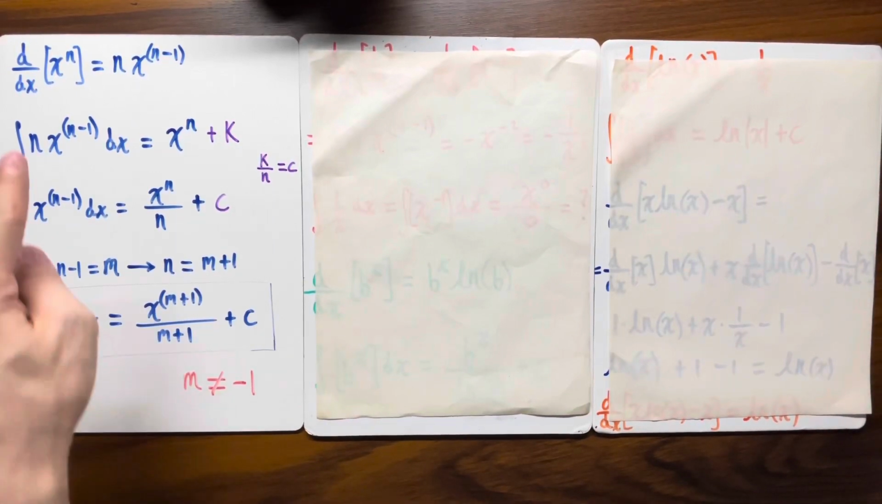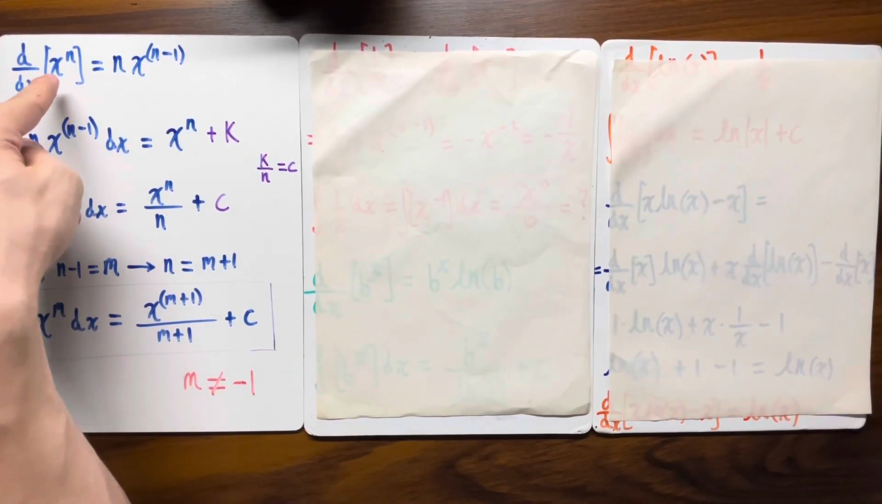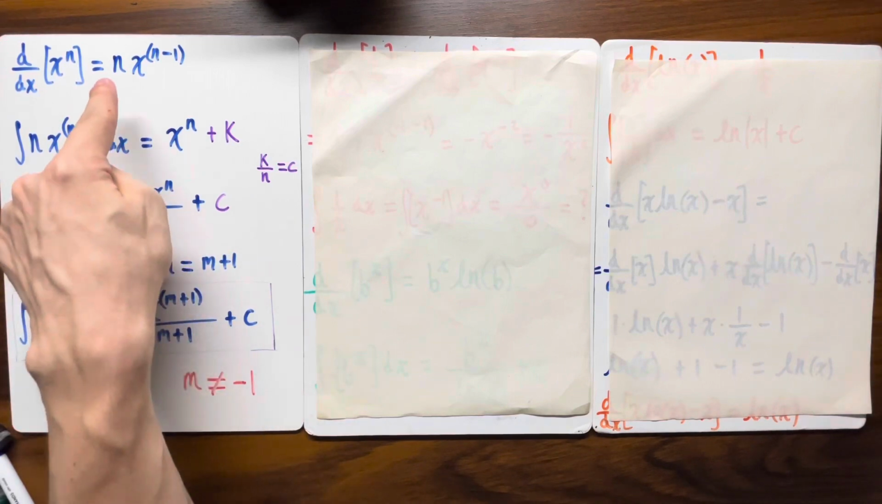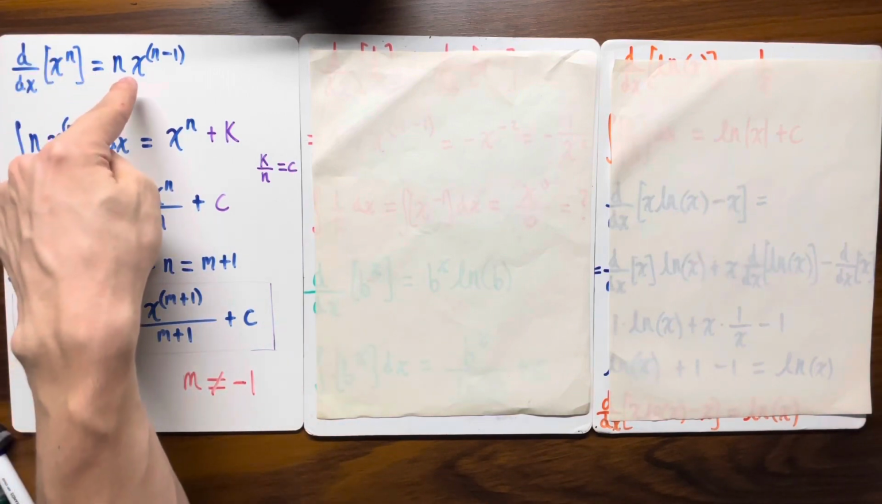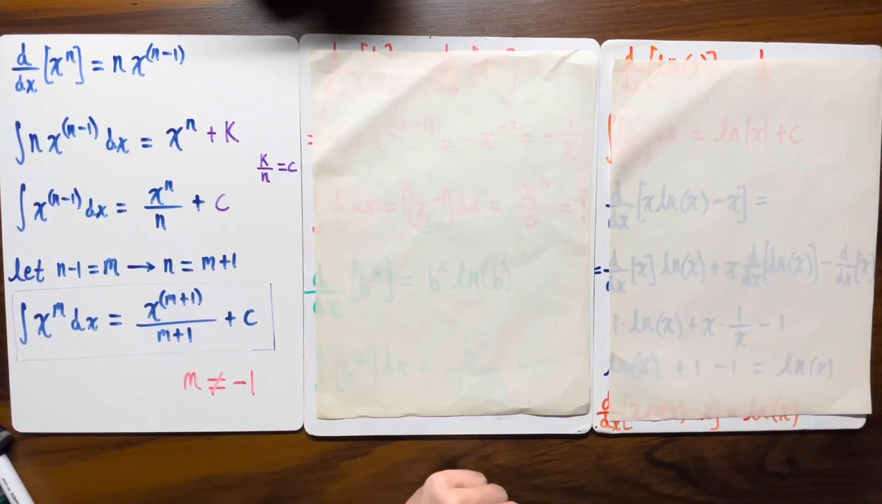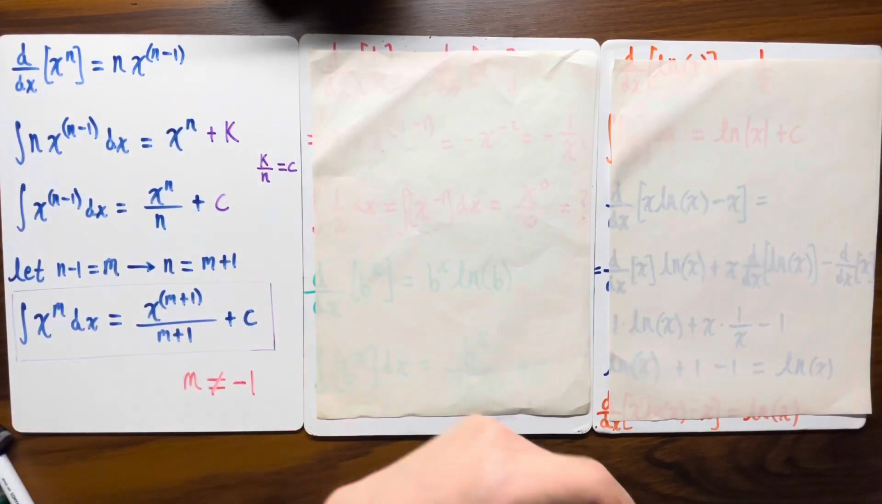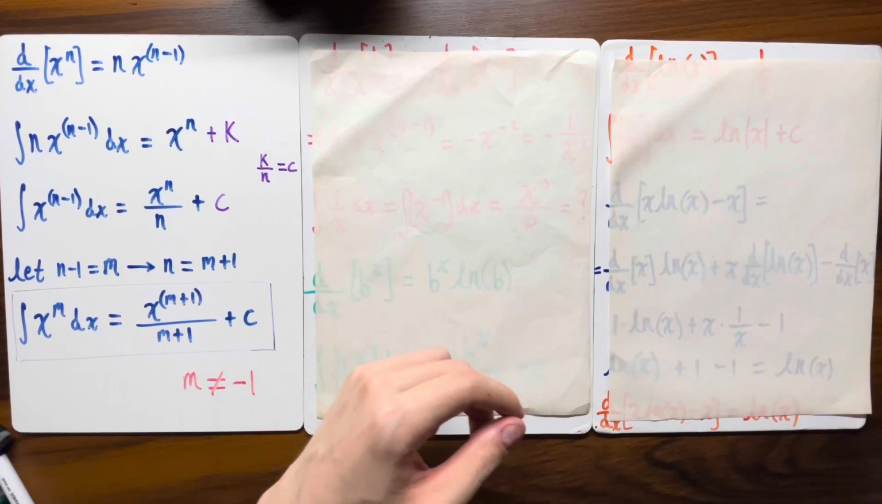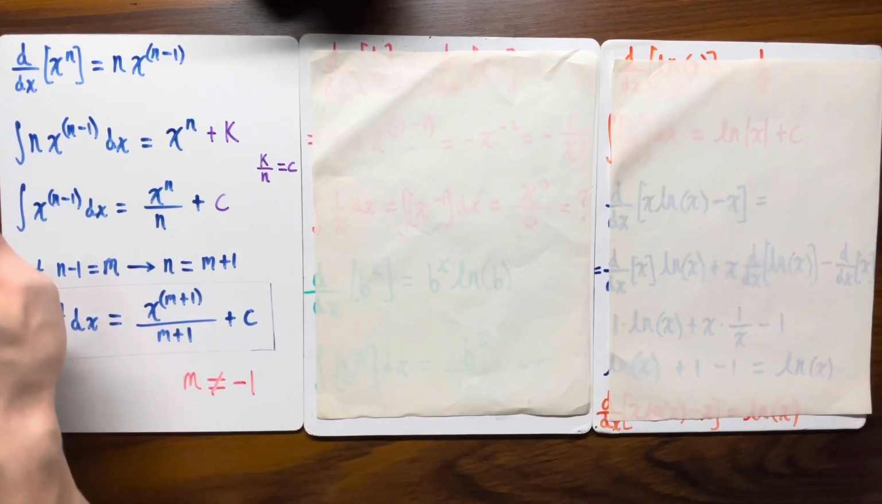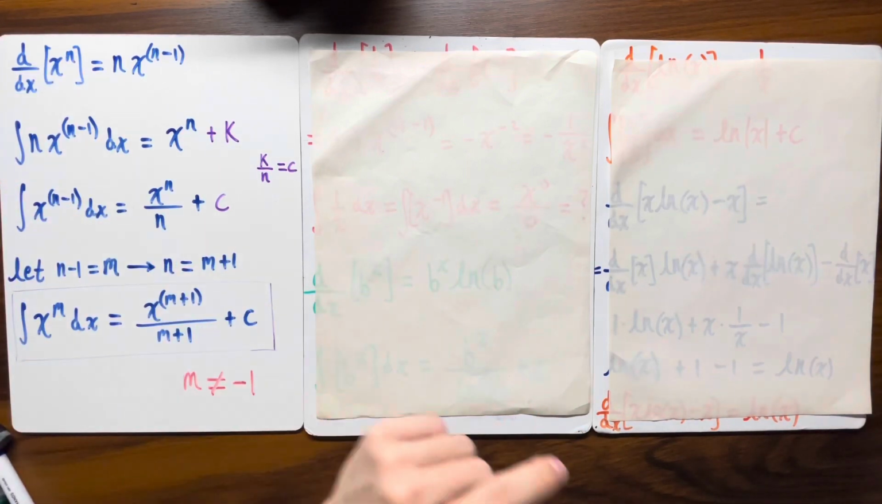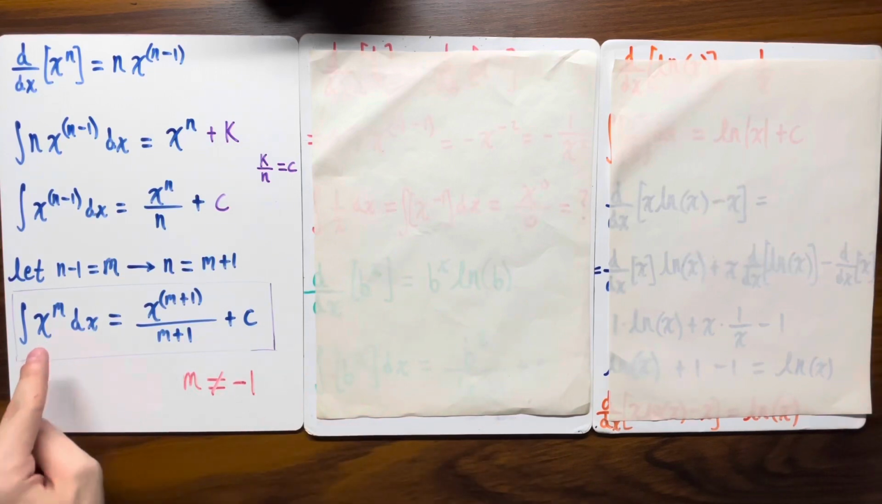We were able to figure out that the derivative of some variable to some constant is just equal to the constant times the variable to that constant minus 1. You figured this out by knowing that the derivative of e to the x is e to the x. So now we want to figure out what is the integral of some variable to some constant, like this.